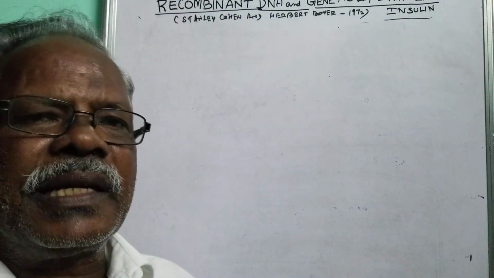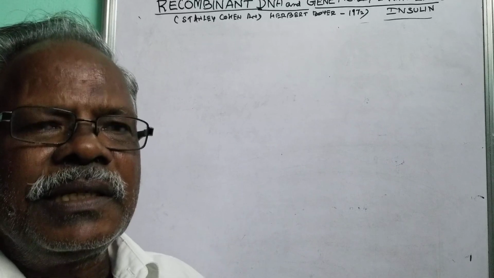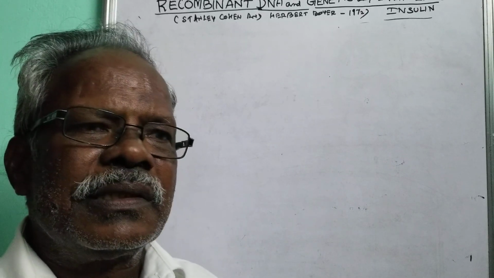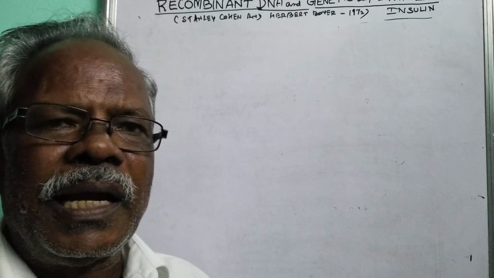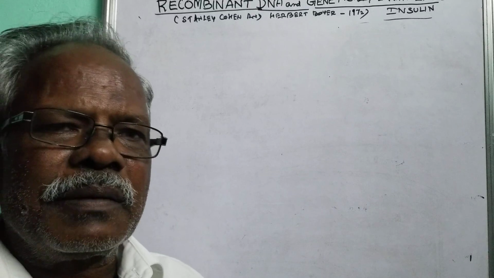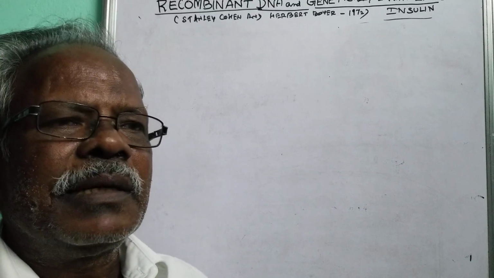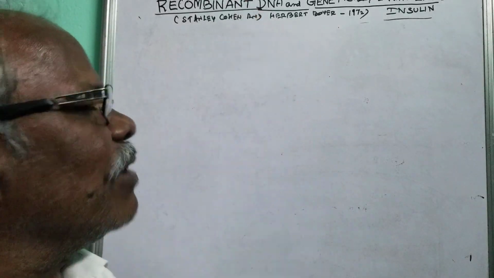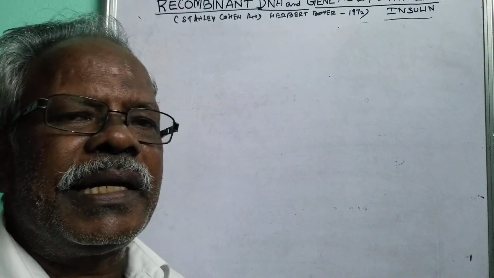By the recombinant DNA technology, we are able to modify the agricultural products and also the hormonal products. For that purpose, this technology is used. So first of all, we'll see what is meant by recombinant DNA.